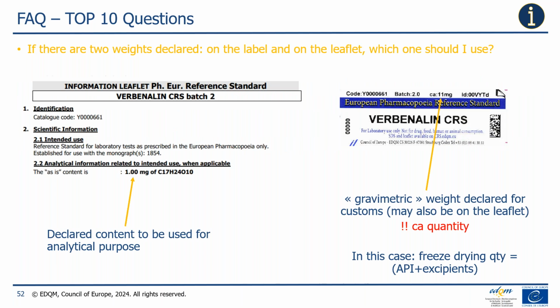If there are two weights declared, one on the label and one on the leaflet, which one should I use? We often see confusion over declared weights. So the weight on the label is for commercial and customs purposes, while the leaflet provides the information for the analytical analysis. So when doing your analysis, use the information on the leaflet.